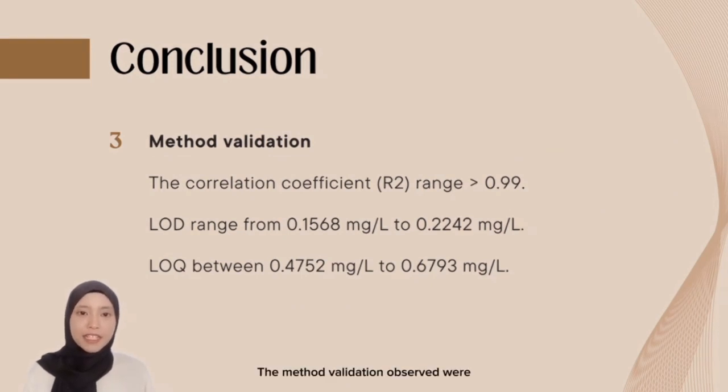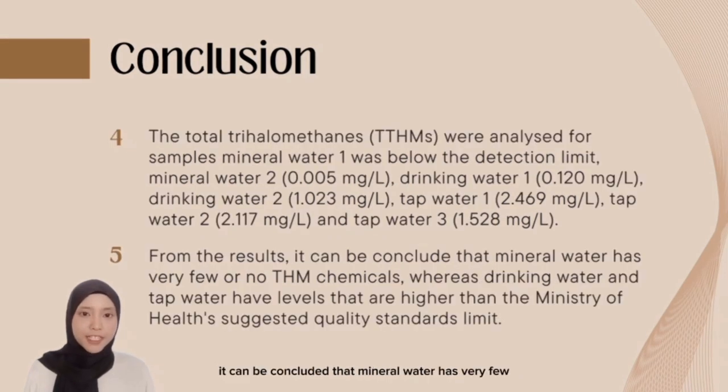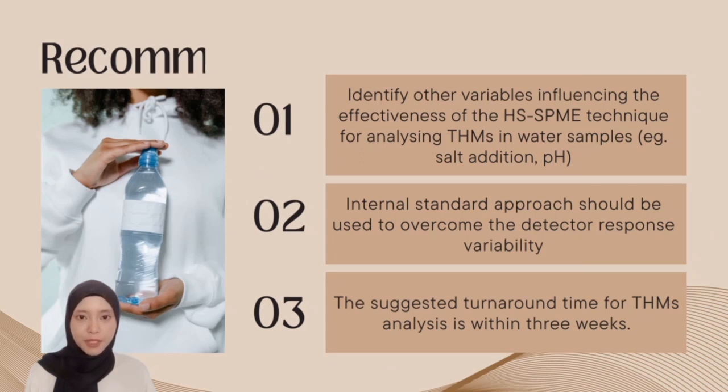The method validation observed a correlation coefficient range greater than 0.99, LOD range from 0.1568 to 0.2242 microgram per liter and LOQ between 0.4752 to 0.6793 microgram per liter. From the results, it can be concluded that mineral water has very few or no trihalomethanes compounds, whereas drinking water and tap water have levels that are higher than the Ministry of Health suggested quality standard limit.